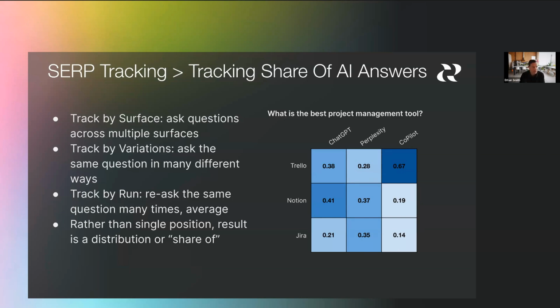So you don't have a single search rank. I'm not position 3. Rather, what's the percentage of times that I mentioned? And what's the percentage of times that I've mentioned over these thousands of questions? And so then it becomes sort of a distribution or a share of voice type of tracking versus you rank number 3.